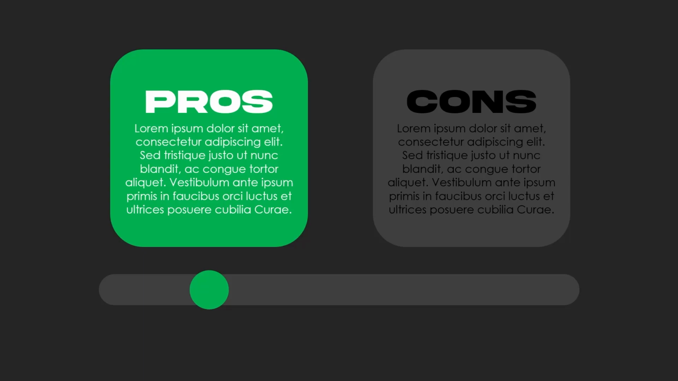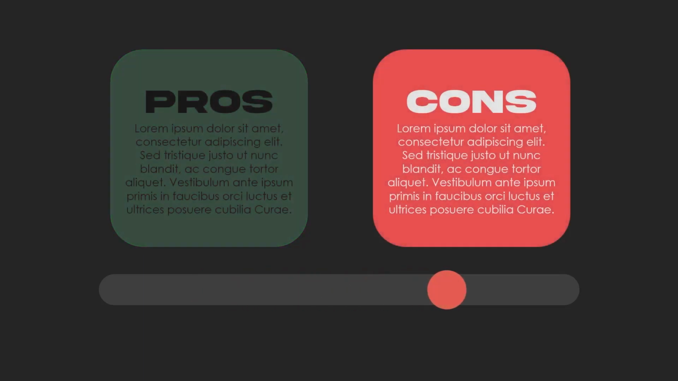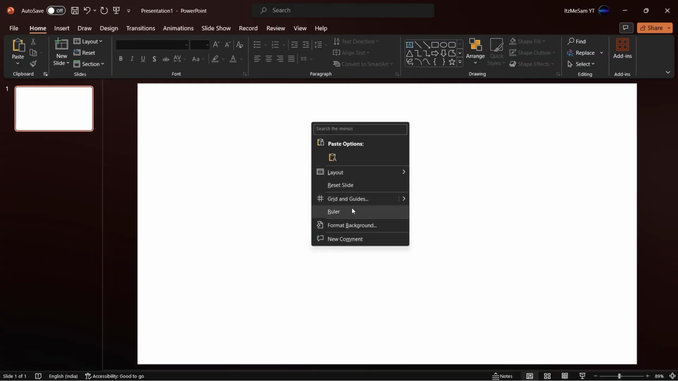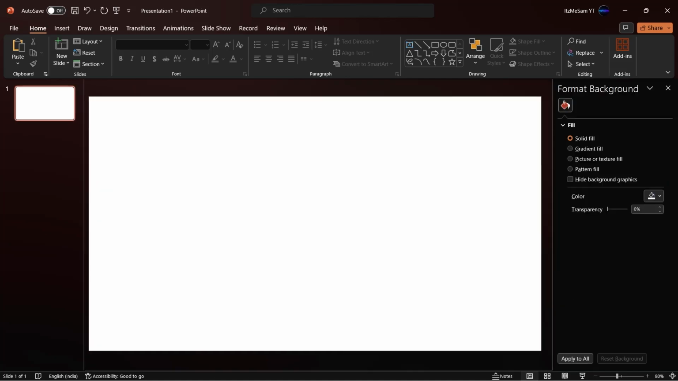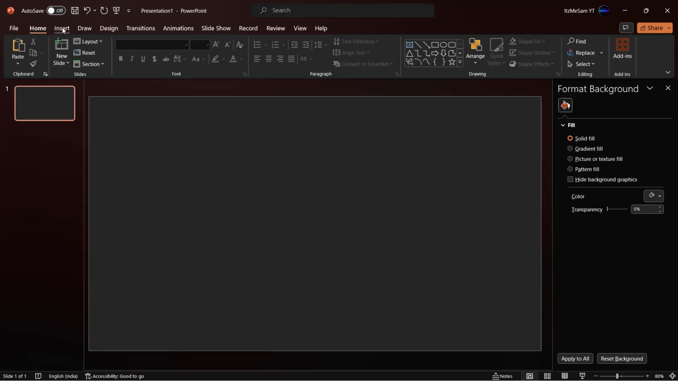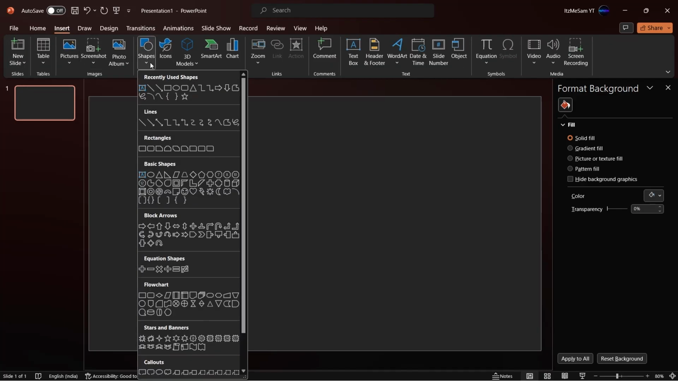So in this video, I'm going to be showing you how to make this pros and cons transition. So I'm going to start off with a blank slide, then right click the background, click on format background, and change the background color to a dark gray. Now go to insert, shapes, and insert the rounded rectangle.